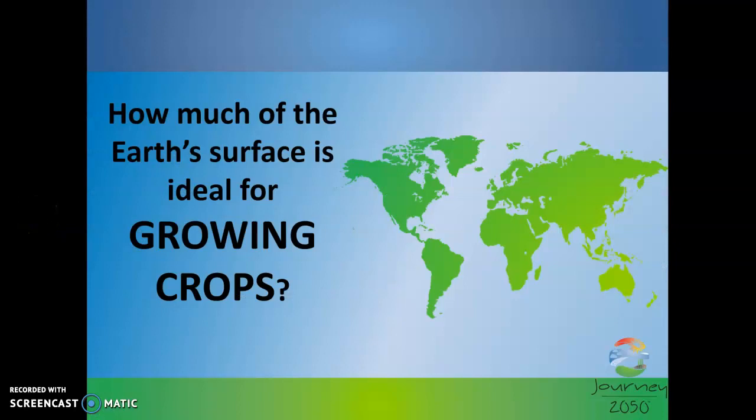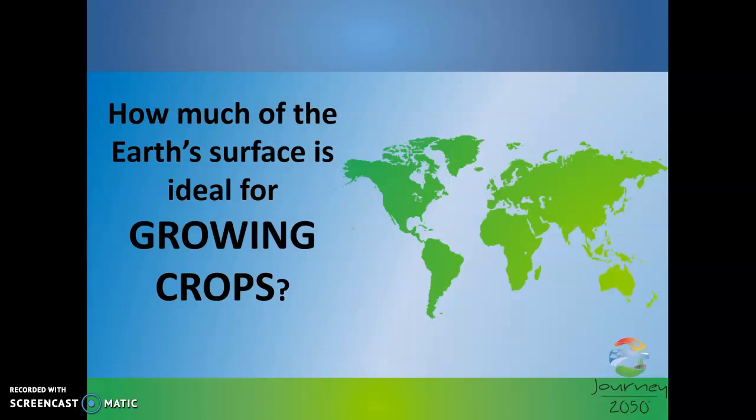So, how much of the Earth's surface is ideal for growing crops? Take a second and just consider that question. How much of the Earth's surface is ideal for growing crops? Is it 50%? Is it maybe a little lower, 25%?